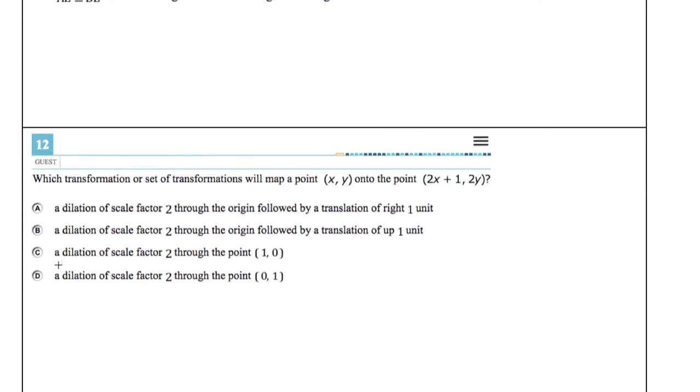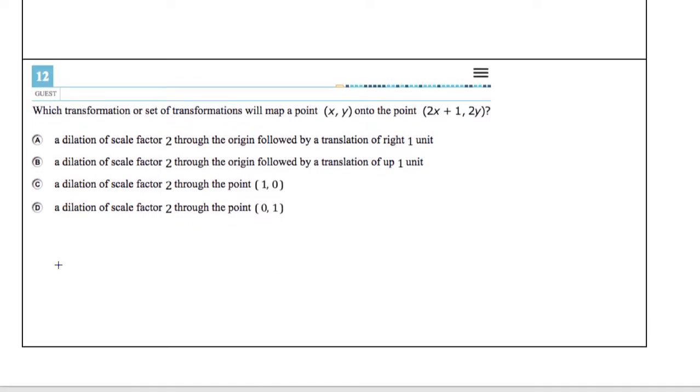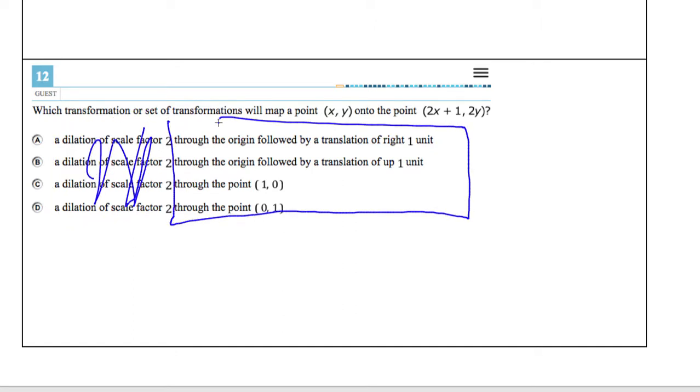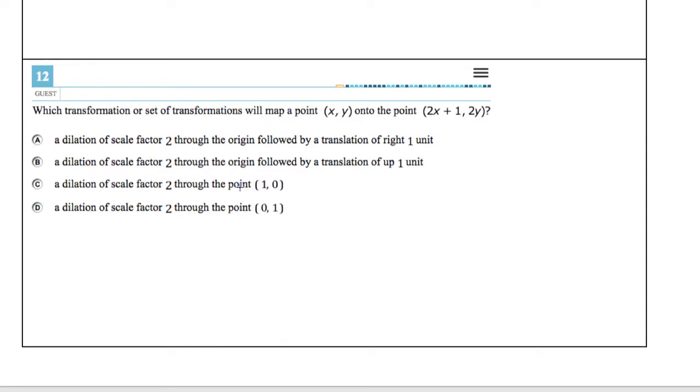And our final example, which transformation, we'll get to that. So we need to scale up by a factor of 2. So which of these says scale factor of 2? Oh, they all say scale factor of 2, and that doesn't really help us much. All of this stuff is the same, so ignore that. And then these are the things that are different. Okay, so it's dilation through the point 1, 0 or through 0, 1.